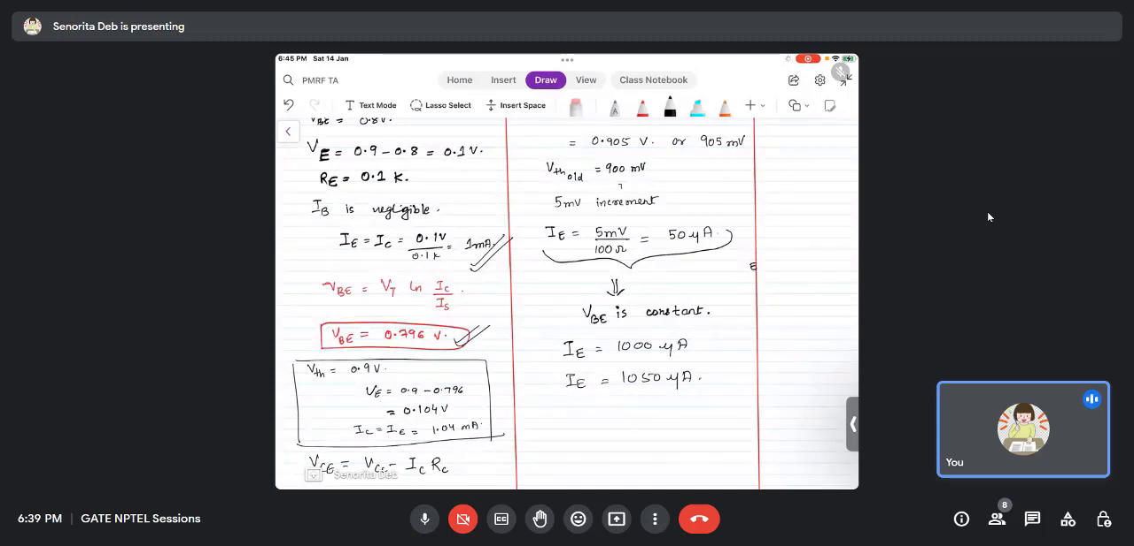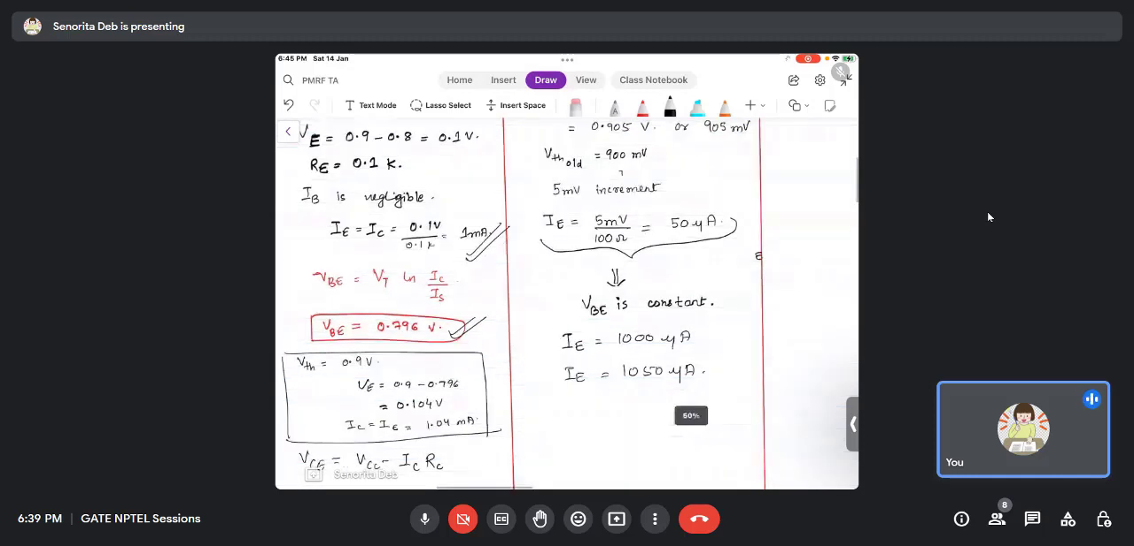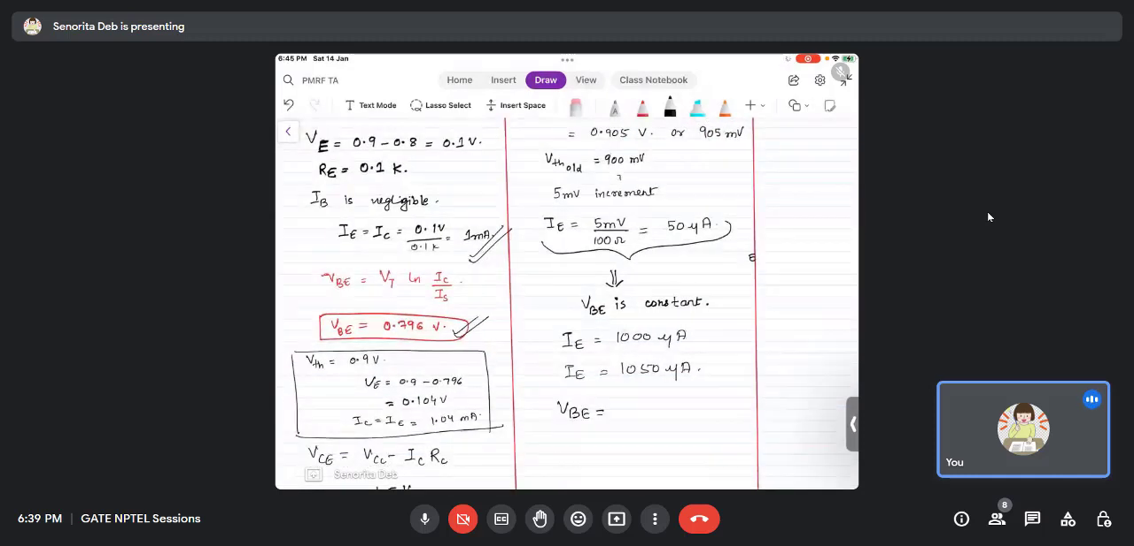And now if you put in the value 1050 and try to find out VBE, you will see VT log IC by IS, right? If you put in the value, you are getting 0.797 volts. Earlier you had got 0.796, now you got 0.797. So there is not much difference. So that's why VB is constant. What I theoretically, conceptually tried to explain to you, from the numerical also you are finding the same thing. Is it okay?